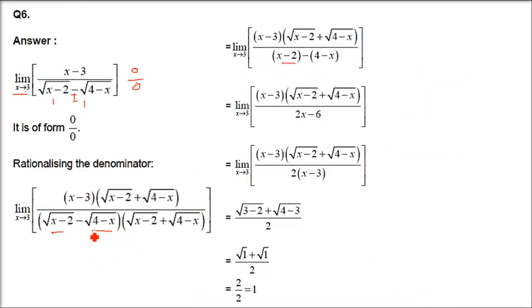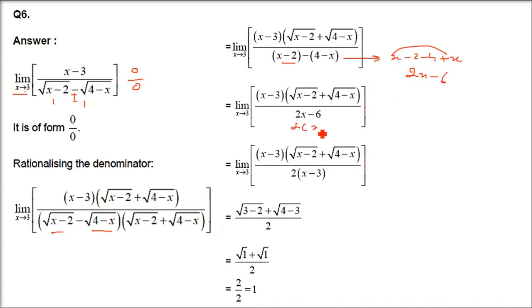√(x−2) whole square is x minus 2, √(4−x) whole square is 4 minus x. So x minus 2 minus 4 minus x. So let me just do it here. x minus 2 minus 4 plus x, so this will be 2x minus 6. 2x minus 6 you are going to get.